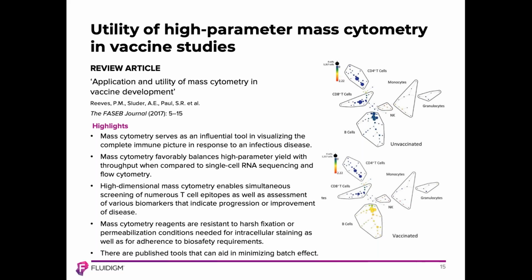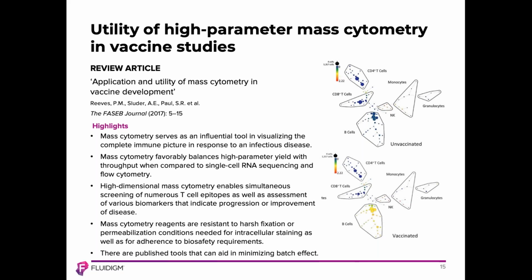In this review from the Massachusetts General Hospital, the authors make the case for applying mass cytometry to basic vaccine research. They note that mass cytometry offers a middle ground approach versus lower throughput, high data yield approaches like single cell RNA sequencing or higher throughput, lower parameter flow cytometry. Reeves et al. also emphasize that mass cytometry enables building of high dimensional panels for assessing numerous phenotypic and functional markers while also being able to screen numerous T cell epitopes via tetramers.